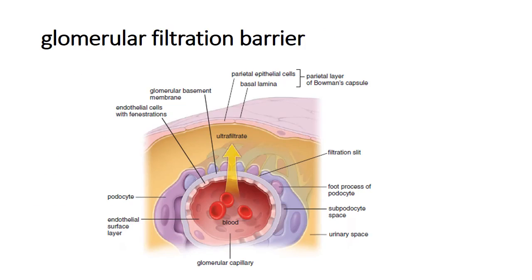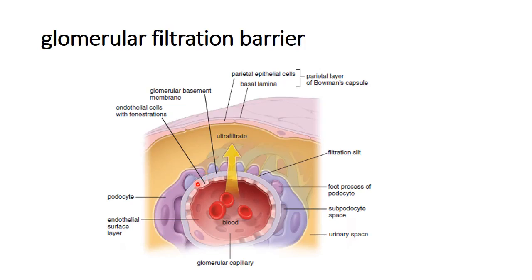So to recap, the filtration apparatus of the kidney is composed of three important components. First, we have the endothelial cells surrounding the glomerular capillaries. These glomerular capillaries are characterized by being highly fenestrated without diaphragm. The fenestrations are large and irregular.